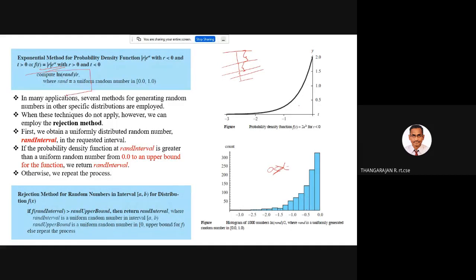I can generate using this formula, where rand is nothing but a uniform random number in this 0 to 1. So generating a uniform random number between 0 to 1 is easy. It can be done easily, but generating a random number from a distribution is a little difficult. Okay, so that's what I mentioned.